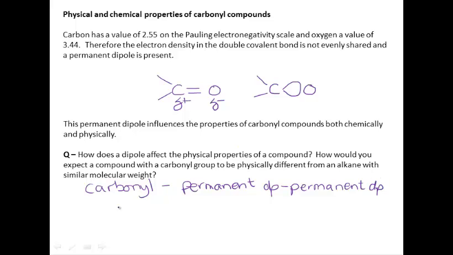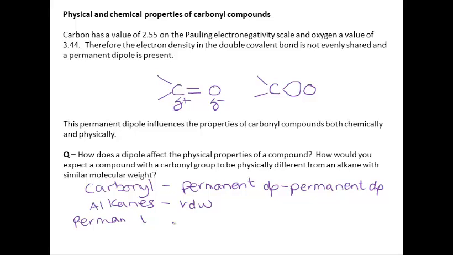And then we need to think about the alkane. So since alkanes are compounds only of carbon and hydrogen, and the electronegativity difference between those is quite small, the strongest intermolecular force is going to be van der Waals. And we also talk about similar molecular weight, so the number of carbons will be similar as well. And then we need to state the comparison between them. So in this case, permanent dipole, permanent dipole.